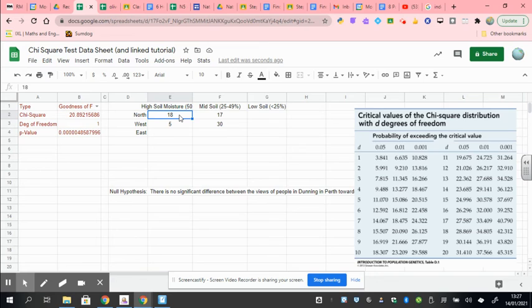So let's say my north-facing slope has, I had 9 samples that were high in soil moisture. My west, I had 5, and my east, I had 5. On my north slope, I had 8 samples in the mid-range and only 5 on the low. In my west slope, I had 7 and I had 5. And then on my east slope, I had 9 and I had 6.